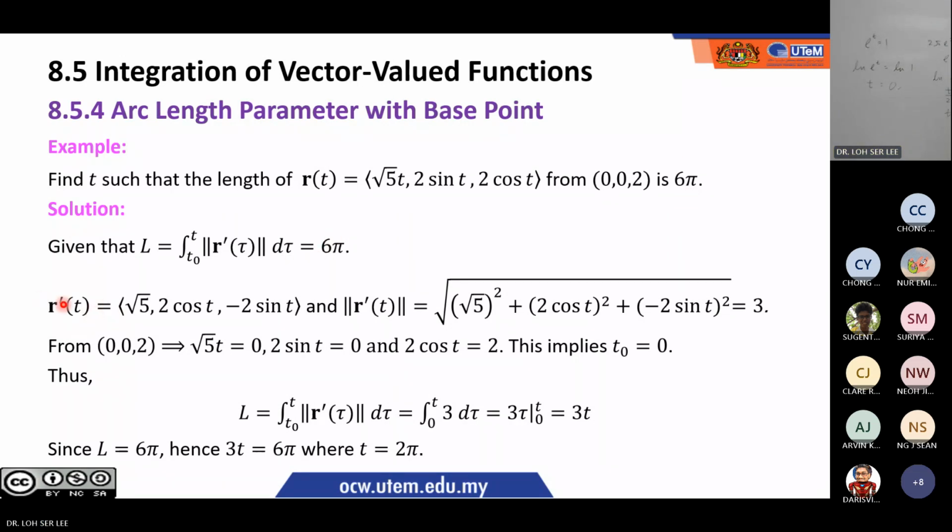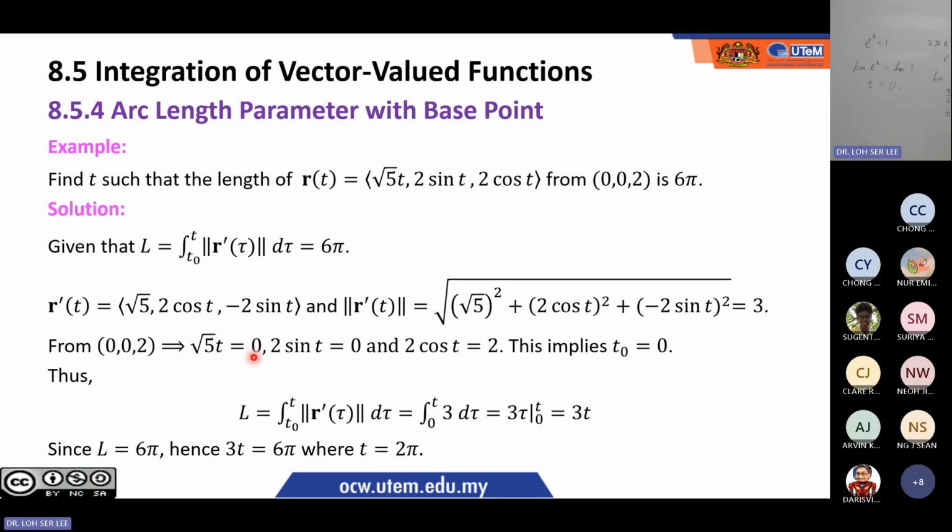Still you have to find r prime. So differentiate this with respect to t, get this, and then find the magnitude. After simplifying, you get 3. From the point (0, 0, 2), you equate the first to 0, the second to 0, and the third to 2. So you solve these three.